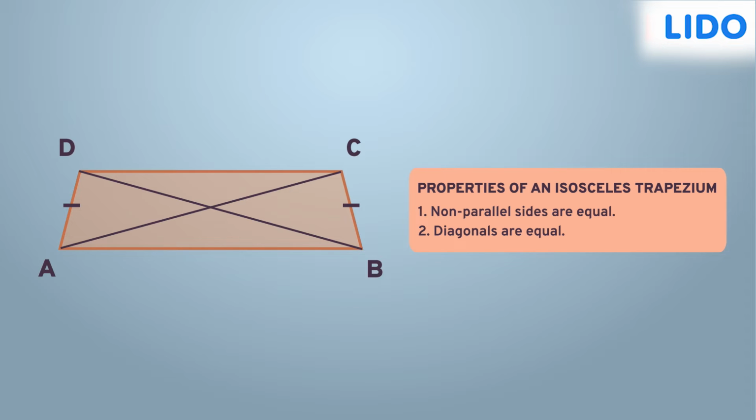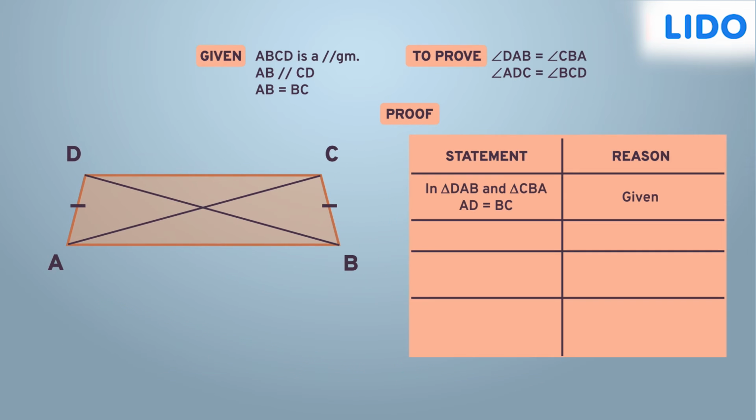In order to prove the base angles are equal, we can prove the triangles DAB and CBA congruent, as it will allow us to call the angles equal, since they will be corresponding parts of congruent triangles. Sides AD and BC are equal, since they are sides of an isosceles trapezium.